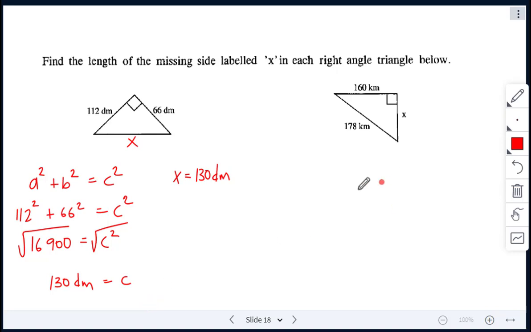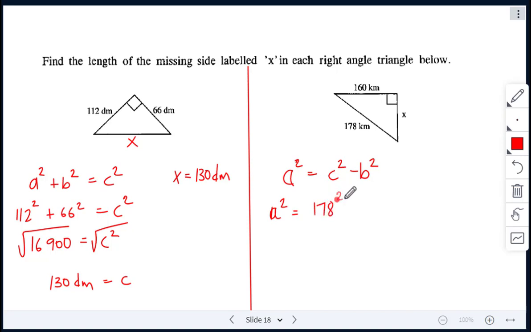All right, our next example. Okay, so for our next example, again, find your right angle. It's right here, so therefore this is our hypotenuse. So we're solving for one of the sides or one of the legs. When we rearranged our formula, let's say A squared is equal to C squared minus B squared. So A squared is equal to 178 squared minus 160 squared. Put that into your calculator.